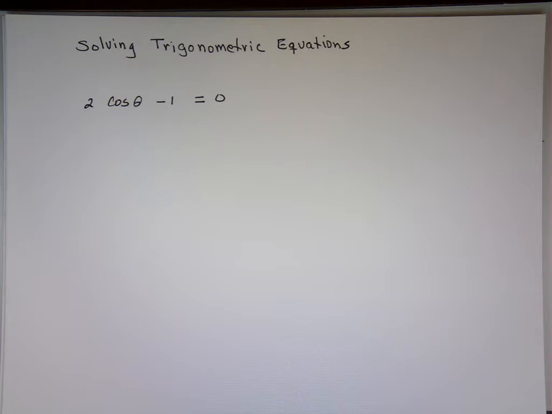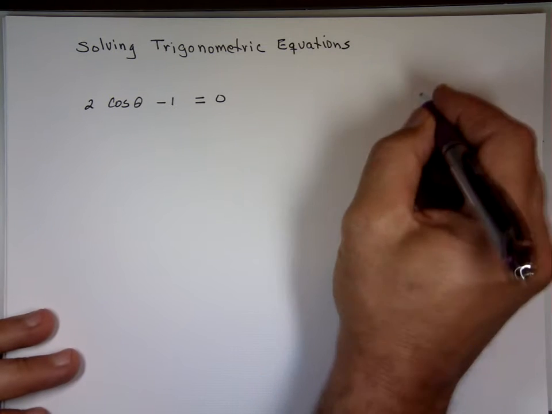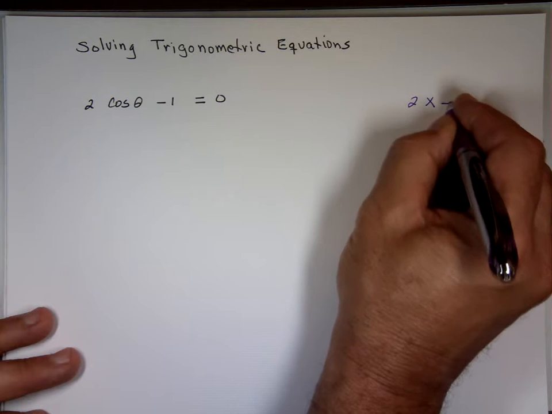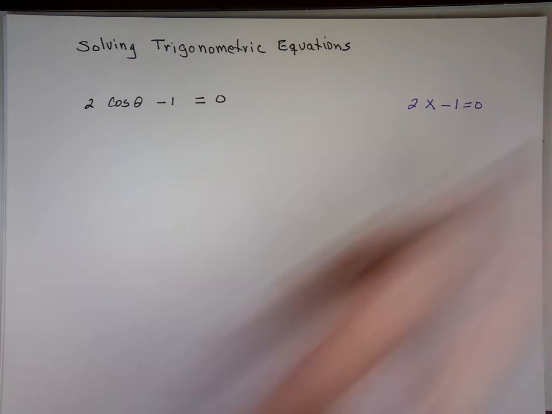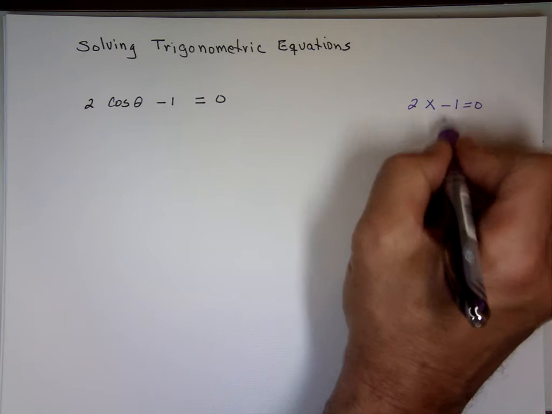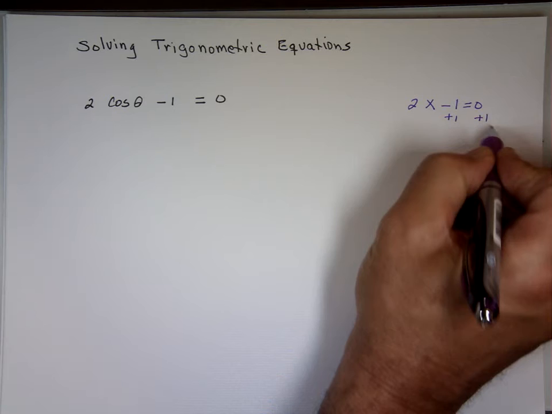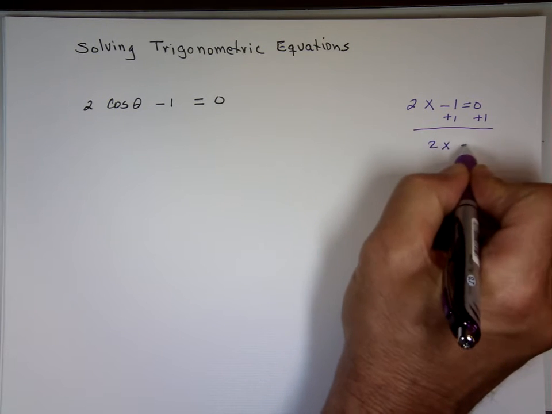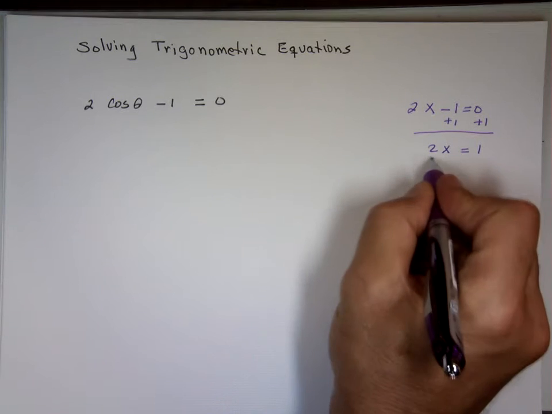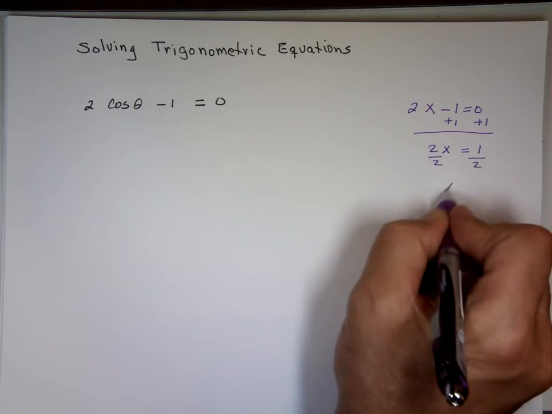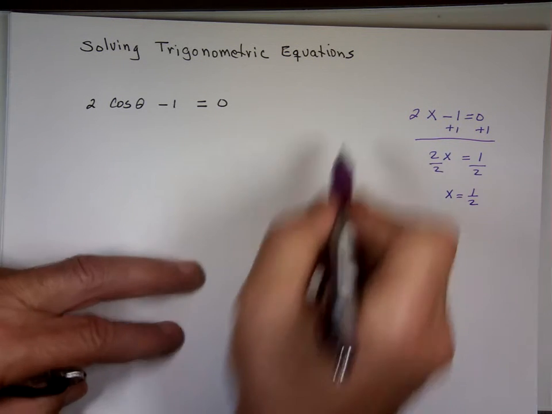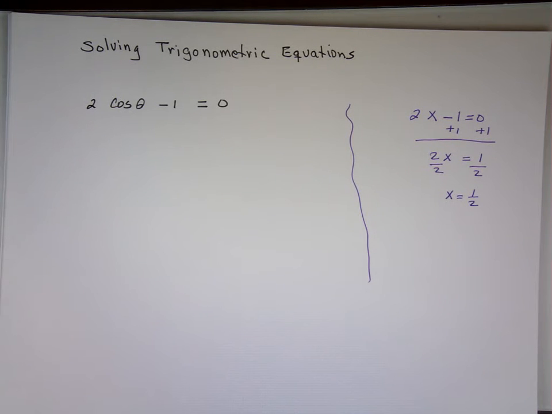Let me just give you a different problem. If I said to you 2 times x minus 1 is equal to 0, how would you solve that? You would add 1 to both sides, yes, and divide by 2. So you have 2x equals 1. You always want to solve for 1x, so what do you do? Divide by 2. X equals what? 1/2. We're going to do the same thing right here, just like we did there.